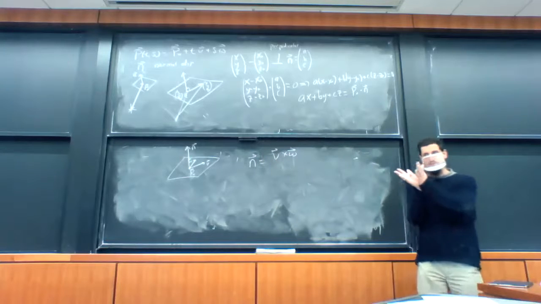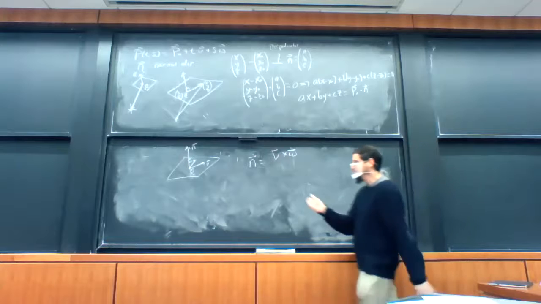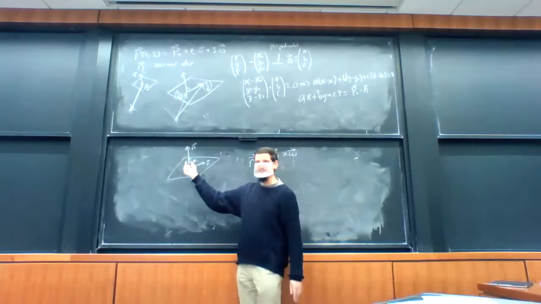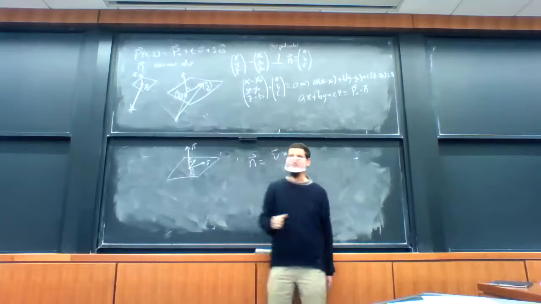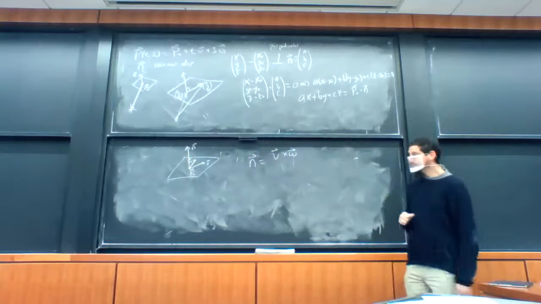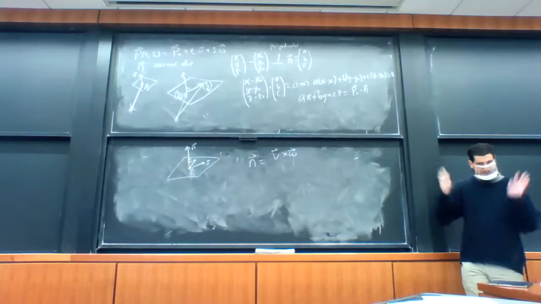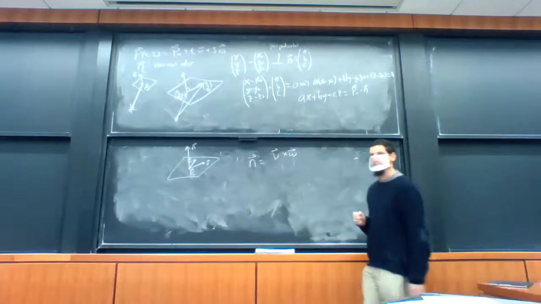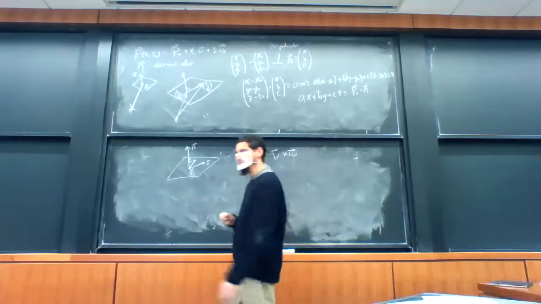So the cross product is going to be perpendicular to the two of them. So v and w give me the plane. V cross w will give me a normal. What if I want the normal to have unit length? I don't have to, but what if I want that? What would I do?